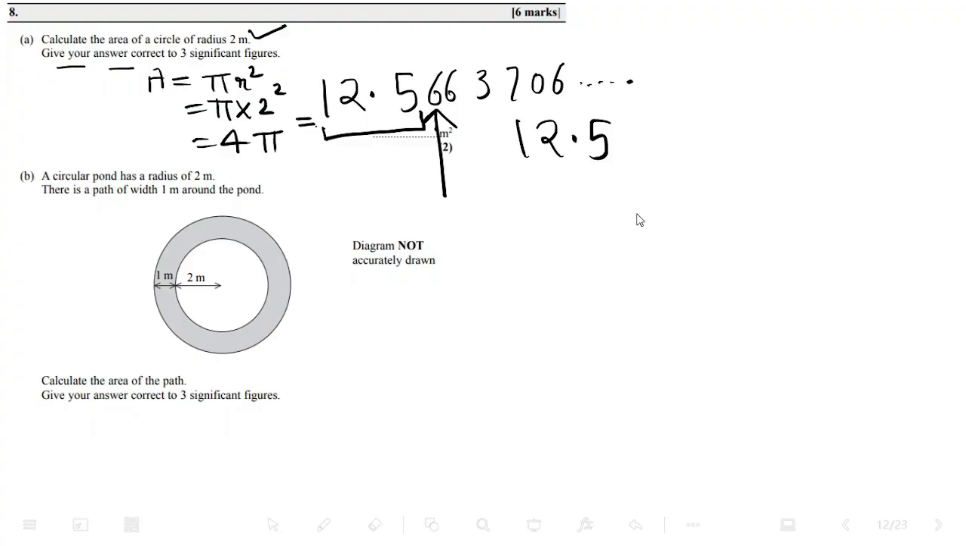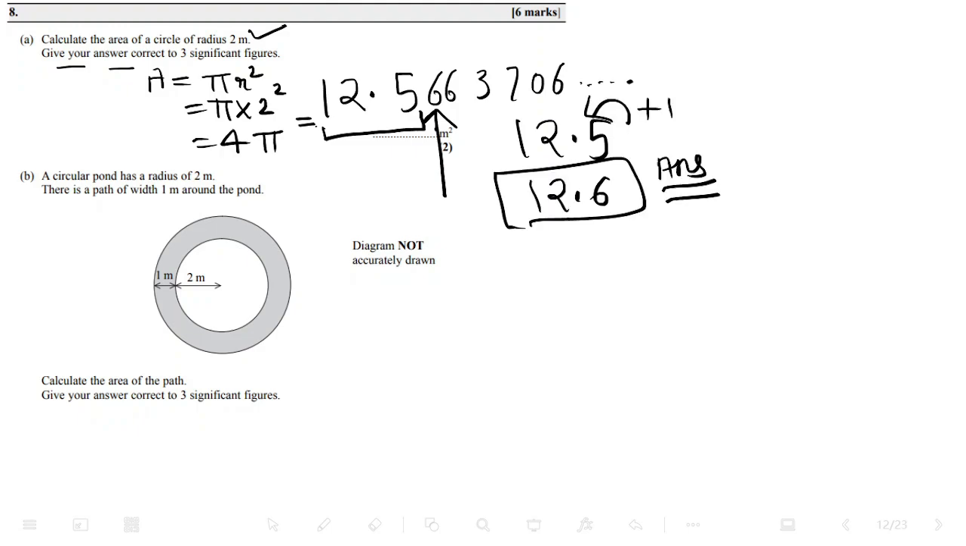Yes. Now we are coming to the second part, part B. Now see, there is an inner circle, an outer circle, and then the shaded region. So it is something like a pond, and the radius is given. There is a path around it. Are you visualizing it? It is a pond of radius 2 meters, and there is a path of width 1 meter, right? I hope you are understanding what the question is asking.